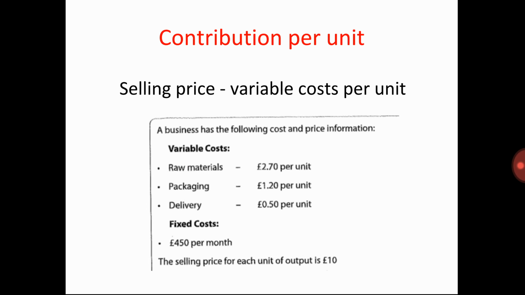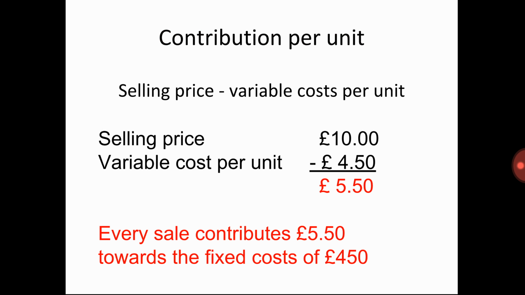Going back to the figures that we had from before. Using this new formula, selling price minus variable cost per unit. That's £10 selling price, £4.50 variable cost per unit, £5.50. Every sale contributes £5.50 towards the fixed costs of £450.